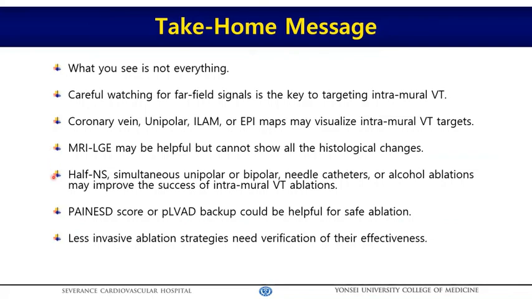Half normal saline, simultaneous unipolar or bipolar, needle catheter or alcohol ablation may improve the success of intramural VT ablation. PAINESD score or percutaneous LVAD backup could be helpful for safe ablation, and less invasive ablation strategies need verification of their effectiveness. Thank you very much.